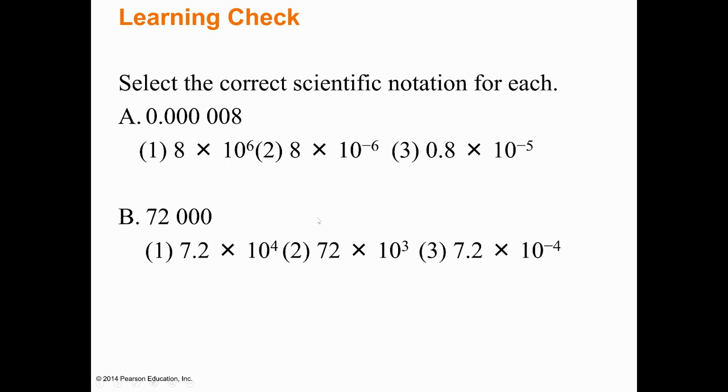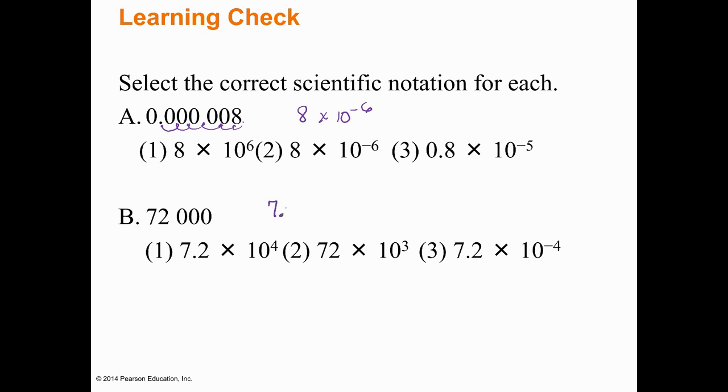Take a moment to select the correct scientific notation for this number. So my value that I'm going to select is 8, and then I'm going to count the places here, right? 1, 2, 3, 4, 5, 6. So this would be times 10 to the negative 6, because the number is small. And let's hope that I moved it right. I'm going to count it again. 1, 2, 3, 4, 5, 6. Yes.